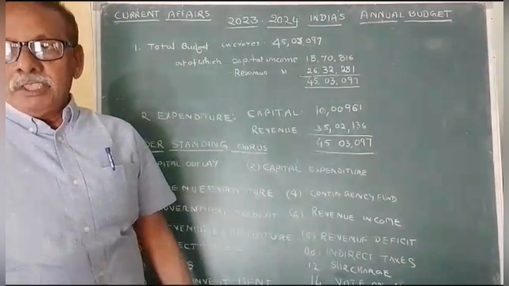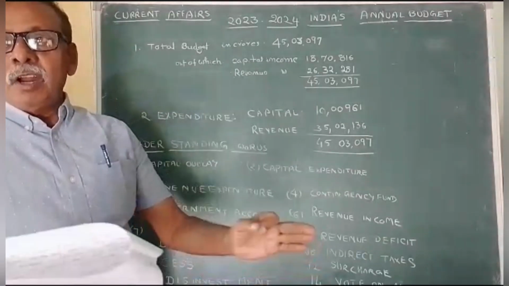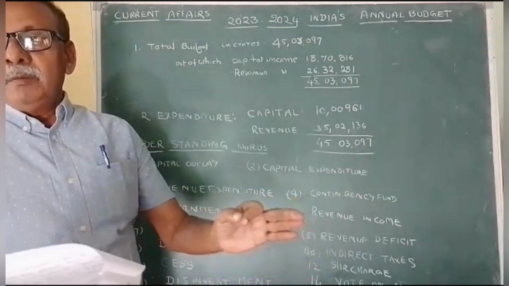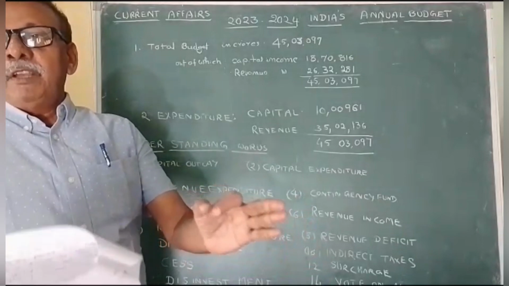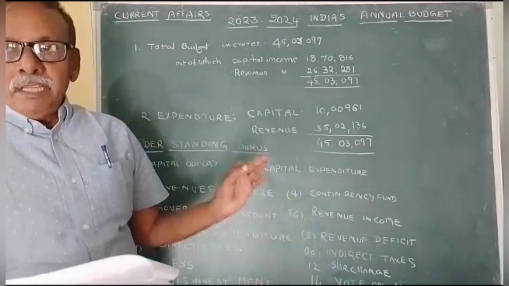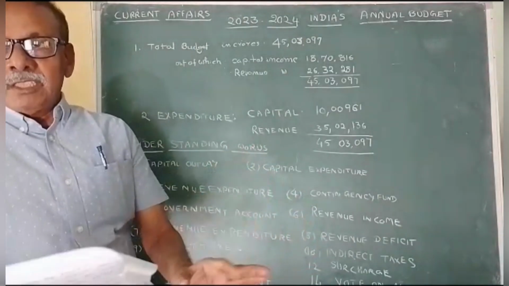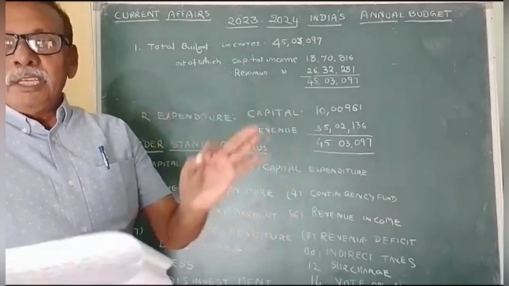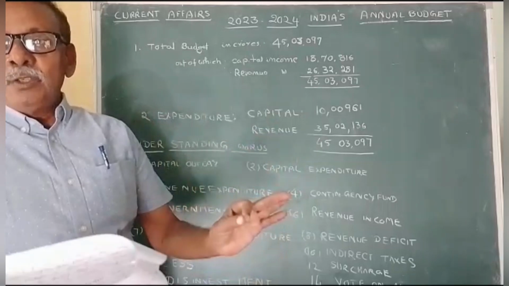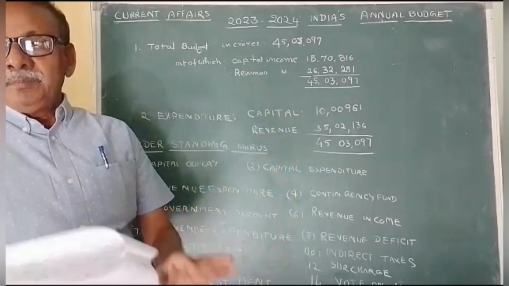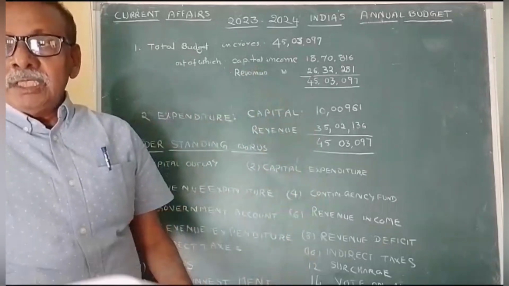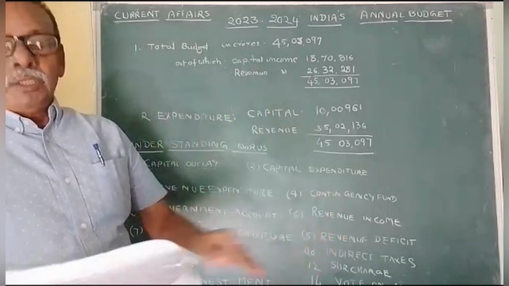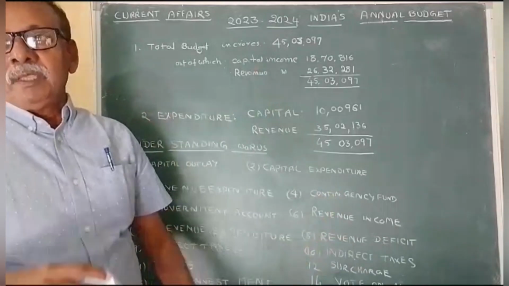And vote on account budget. When the government is not working for the full financial year, the budget will be presented in the Parliament only for the period in which the government works. That budget is known as vote on account budget. After elections, the new government will produce the full budget that year.